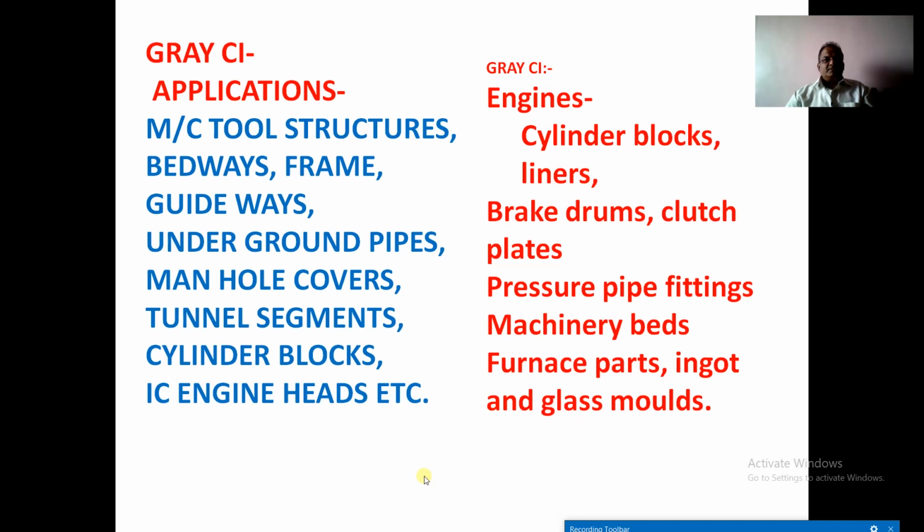What are the applications? Machine tool structures. You might have seen in workshops the various machines. Lathe machines are there, grinding machines are there. The structures of these machine tools are made up of grey cast iron because of its good damping capacity. Bed, base and frames, where hardness is required at the surface. It can absorb the shocks.